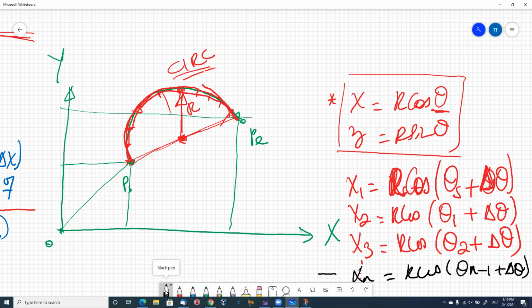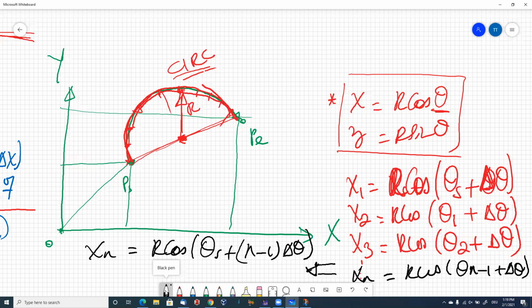As we did earlier, we can rewrite this as xn equals r cos theta of starting plus n minus 1 delta theta. The same is true for yn. Yn equals r sin theta s plus n minus 1 delta theta.